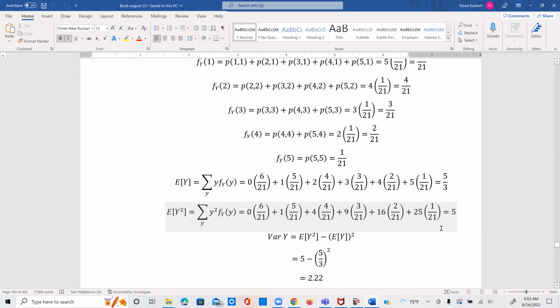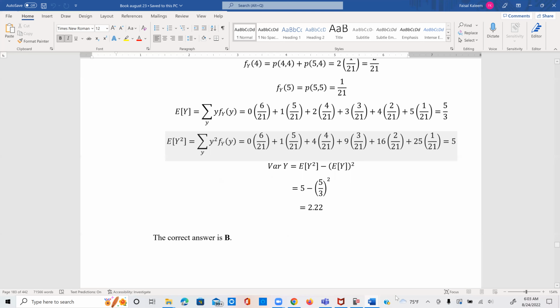And so the variance of y is E of y squared minus E of y, whole squared. And that's 5 minus (5/3) squared. And that's 2.22. That was choice B.